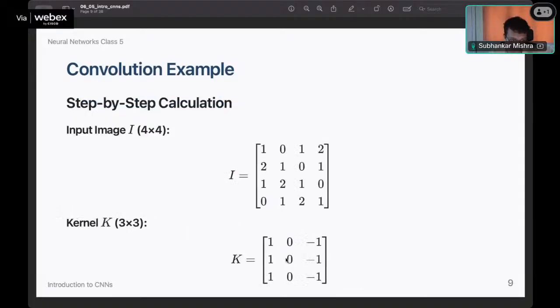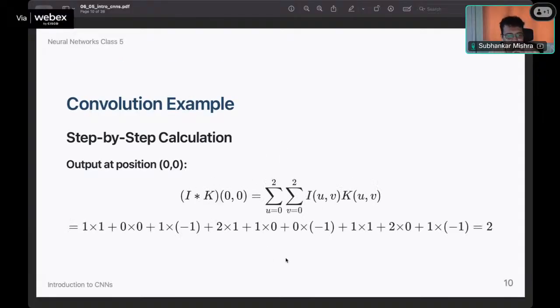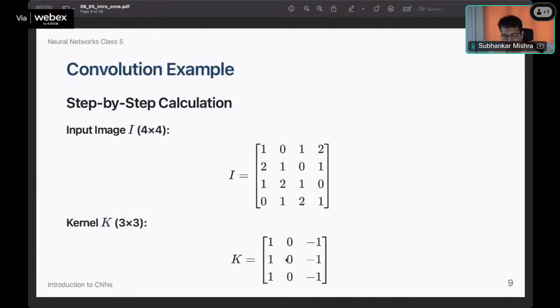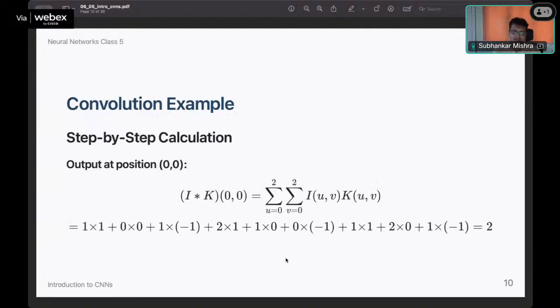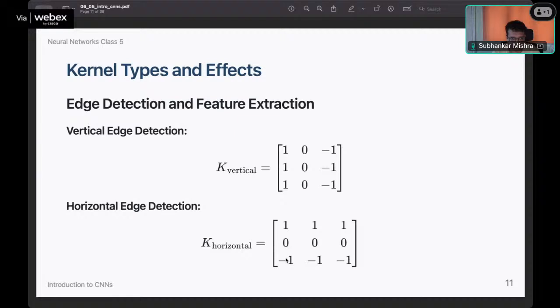This is assuming the size of the kernel is that much. And then the output is basically 2. Initially the value was 1, and now the output becomes 2. Yes, so that's how you do CNN convolution. And then you could have different kernel types.